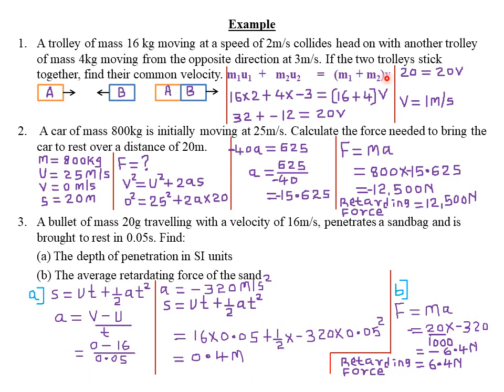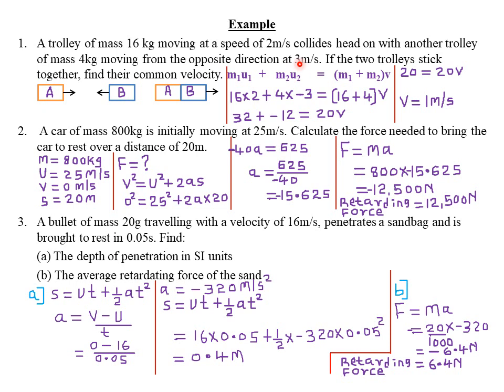Also, because the bodies move with a common final velocity, that means v is common, and that's why we can easily factor it out. So let's find the initial linear momentum for the first trolley. So this was our first trolley A. It had a mass of 16 kg and it was moving at a speed of 2 meters per second. Therefore, its linear momentum shall be given by its mass, which is 16 kg, times its initial velocity of 2 meters per second.